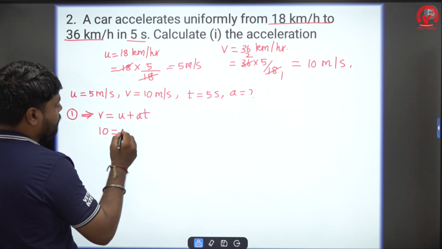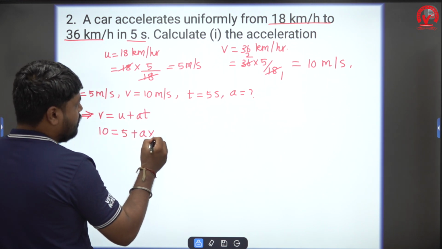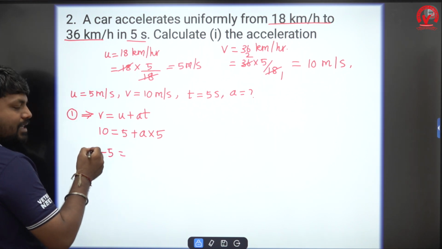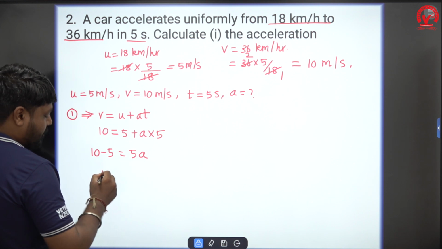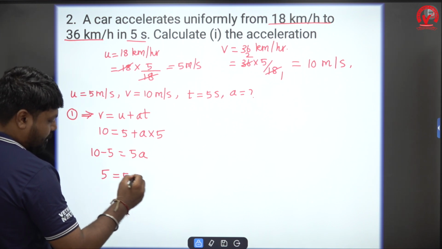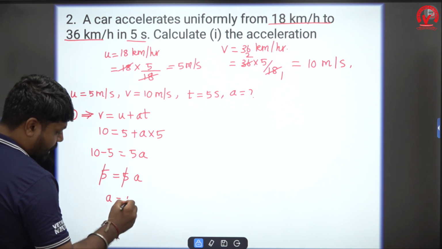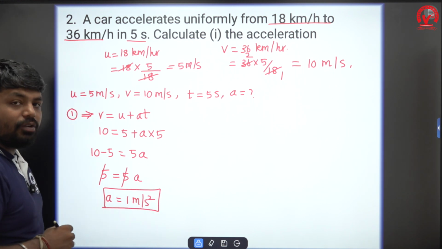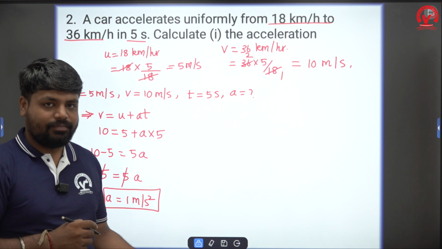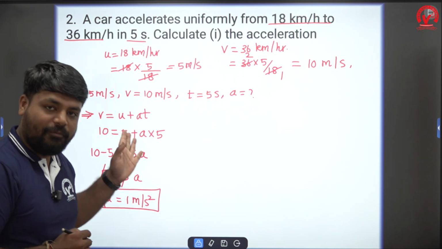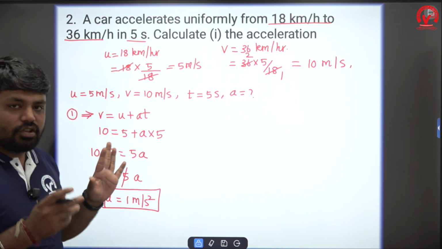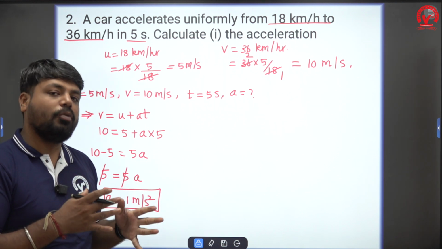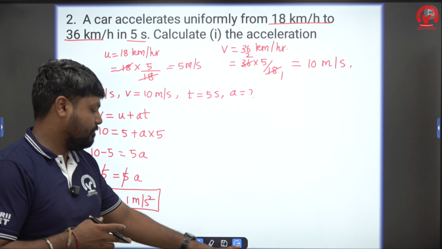So 10 is equal to 5 plus a into 5. So 10 minus 5, so plus 5 becomes minus 5 here, is equal to 5a. So 5 is equal to 5a. What happens? The 5 cancels. a is equal to 1. What's the unit here? Meter per second squared. So you should be very careful doing the calculation part. Up to here it is physics; from here, mathematics is starting. So you have to be very strong in mathematics to do the numerical problems in physics well. Okay.